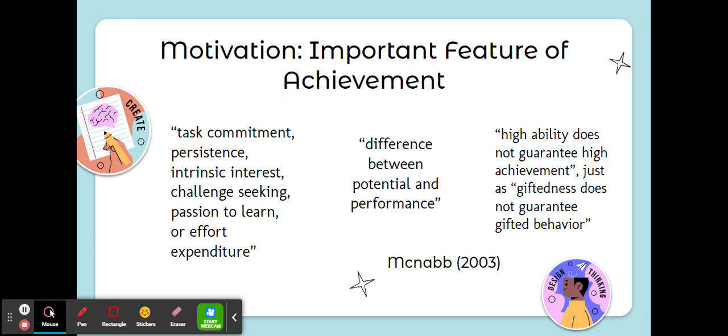Many researchers see motivation as a defining component of giftedness, but McNabb acknowledges that high ability does not guarantee high achievement, just as giftedness does not guarantee gifted behavior.